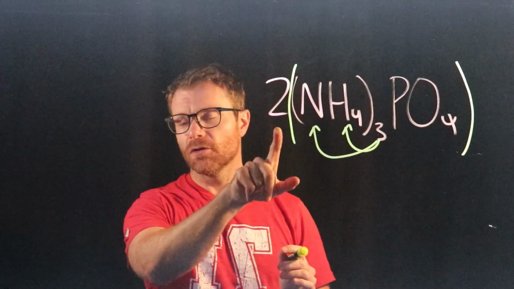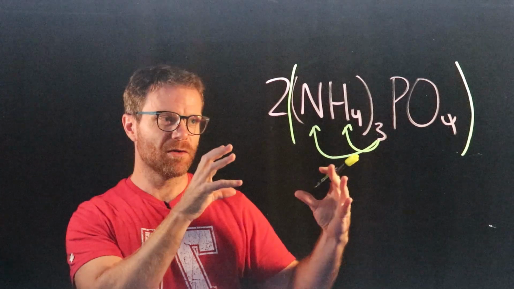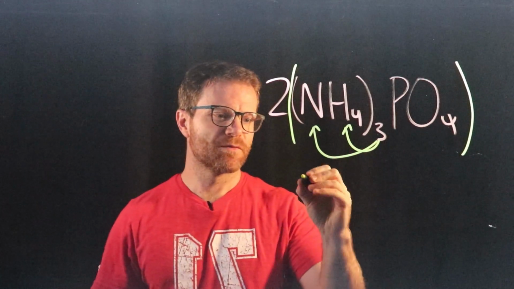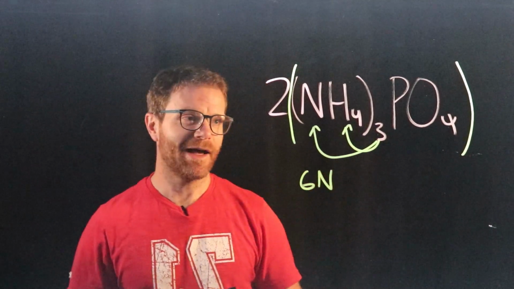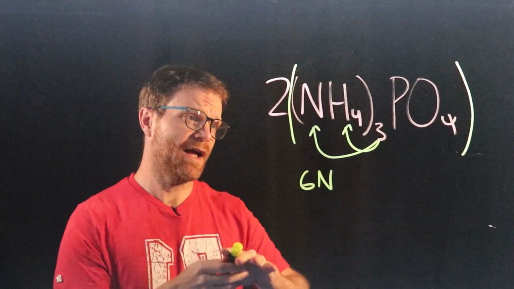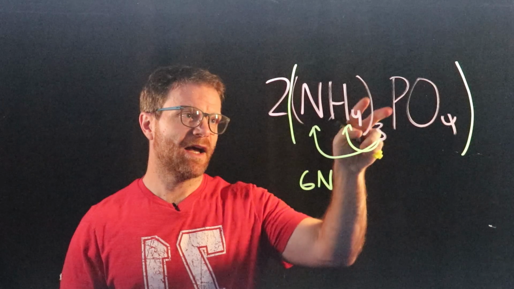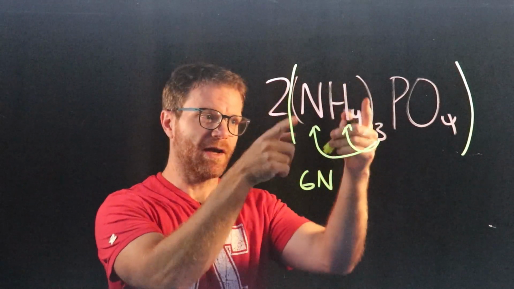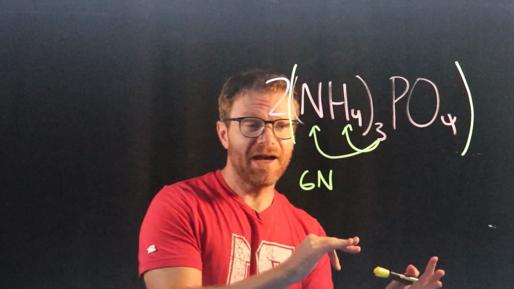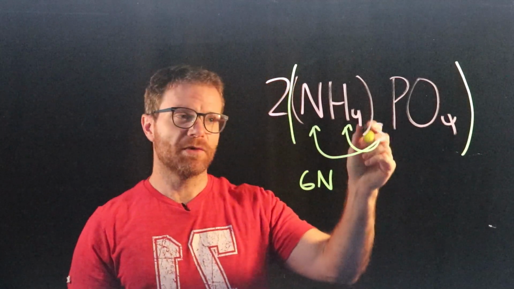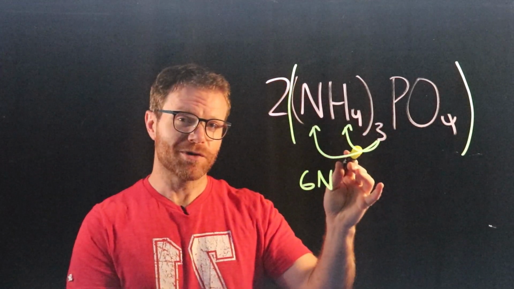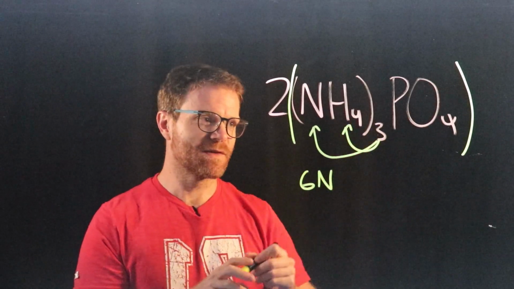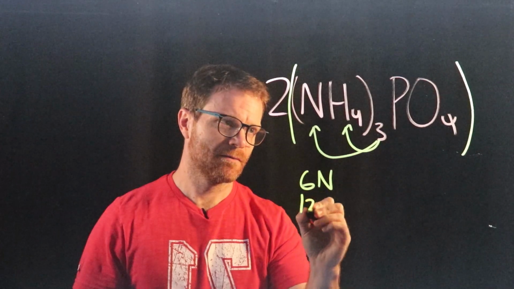Now, there's a 2 coefficient in front, so we're talking about 2 total ammonium phosphates. So if there's 3 in each one and there's 2 of them, that means we have a total of 6 nitrogen atoms. Hydrogen atoms. Well, there's 4 hydrogen atoms in the parentheses here. This is an ammonium. You don't need to know that. And there's a 3 outside the parentheses. So there's 3 of these things, 3 NH4s. So if one NH4 has 4 H's, 3 NH4s has 4 times 3, 12 H's.